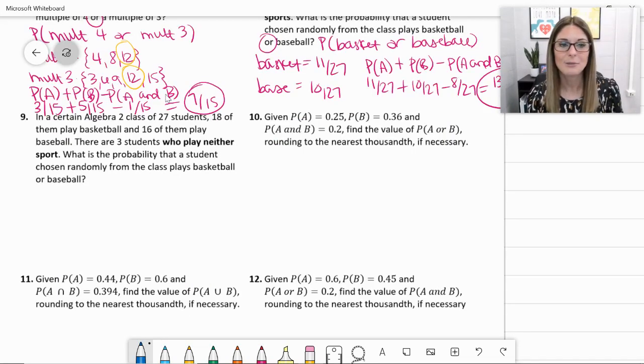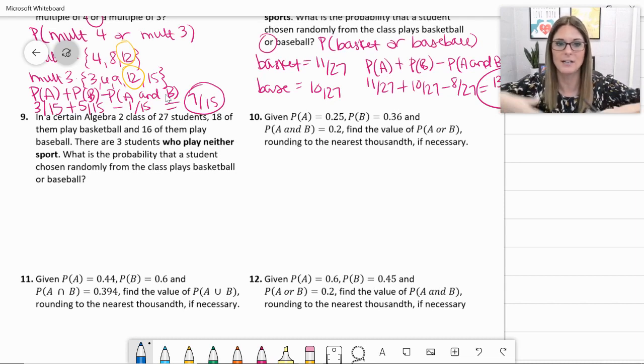Number 9 is very similar. In a certain Algebra 2 class, there's 27 students. Now, not every Delta Math problem is 27 students. Read those numbers very carefully. 18 of them play basketball, 16 play baseball. There are 3 students who play neither. Again, Delta Math does not bold this right here. I did to show you there are 2 types of problems worded very similar. 3 students play neither sport.